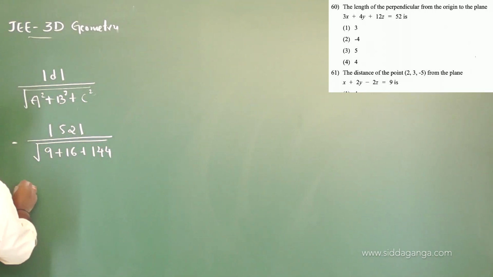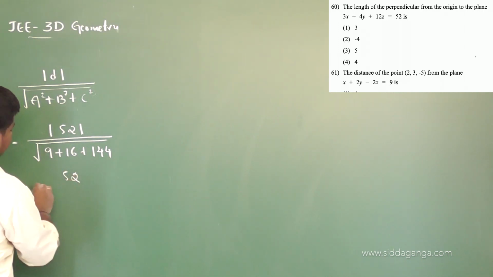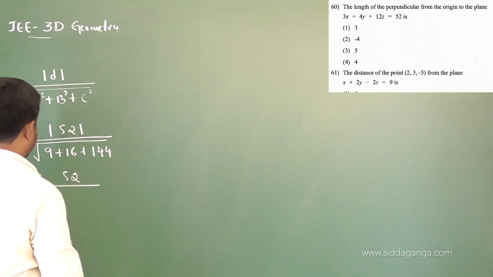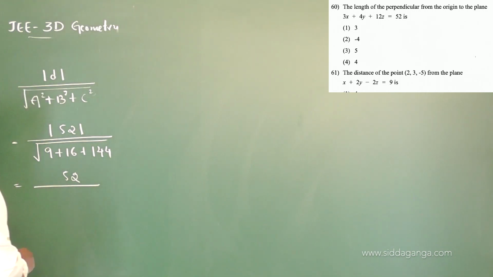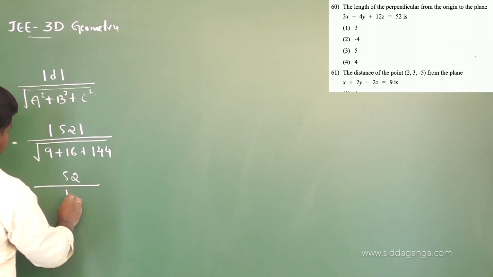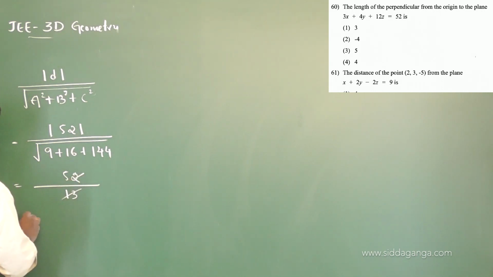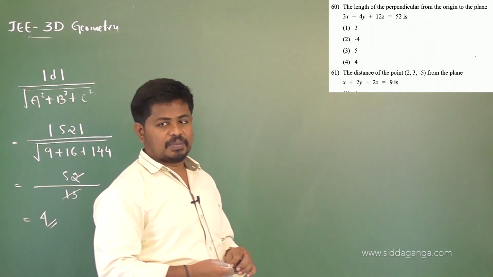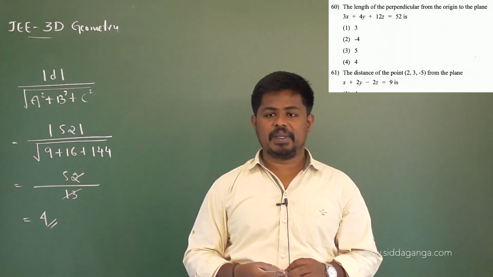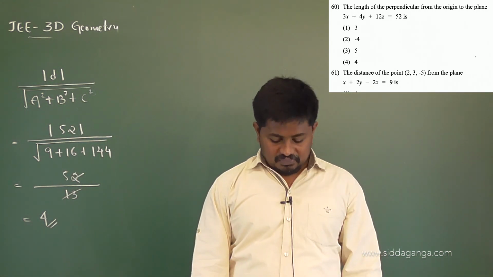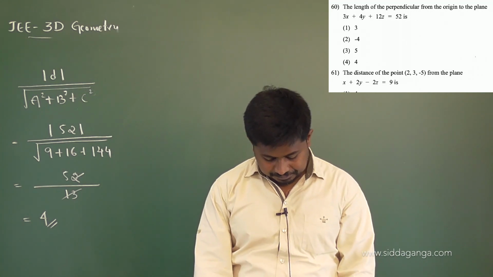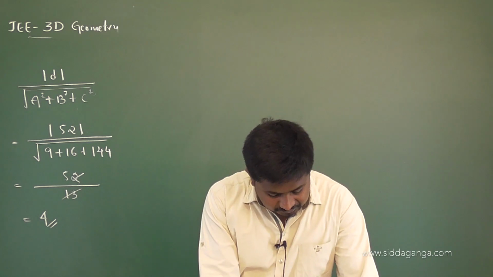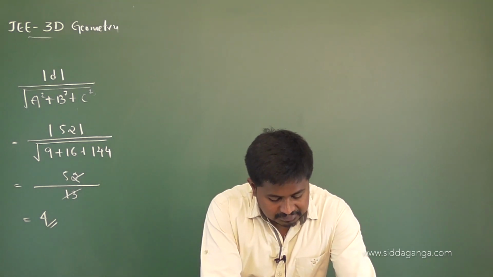So you get 52 whole divided by root 169, right? That is 13. So 13 times 4 over 13, so this is your required distance, that is 4. 4 is the perpendicular distance from the origin to the given plane, that is option 4 is the correct one. Option 4 is the correct option, it is 4 units.